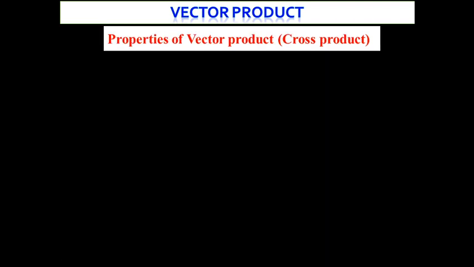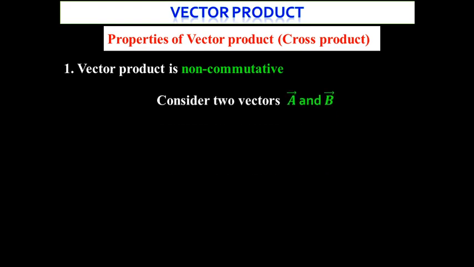Now next we will see what are the properties of vector product or cross product. First property: the vector product is non-commutative. What do you mean by non-commutative? If there are two vectors, vector A and B, then their cross product A cross B is not equal to B cross A. This property is called the non-commutative property.